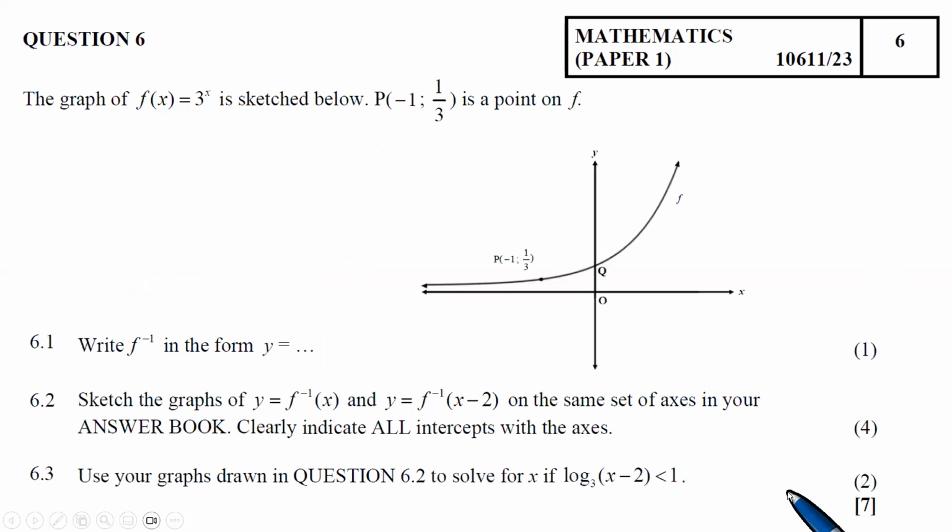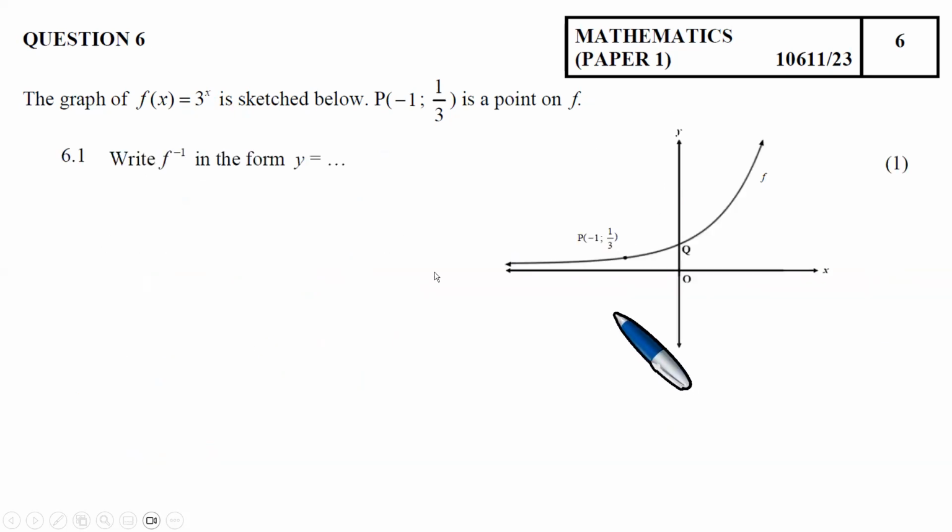Next question, we give an exponential function and it has a point there. You need to write down the inverse and a couple of other questions. I've made space available on the next page to answer this question on the exponential graph. Write f inverse in the form that, first and foremost, you need to write the function f. So the function f is y equals 3 to the power x, which is f of x equals 3 to the power x.